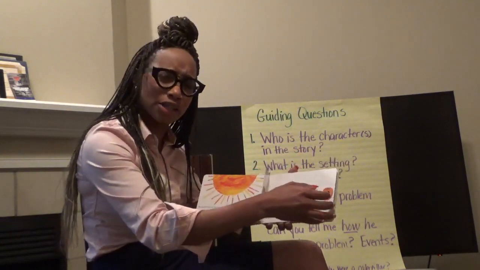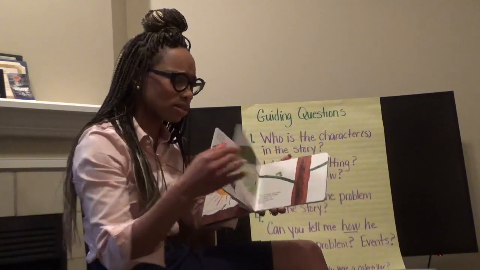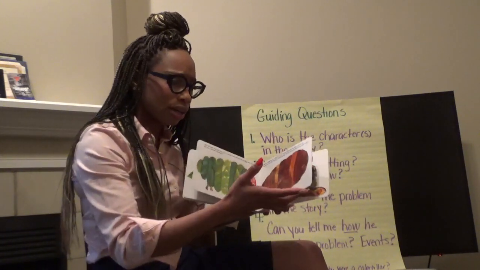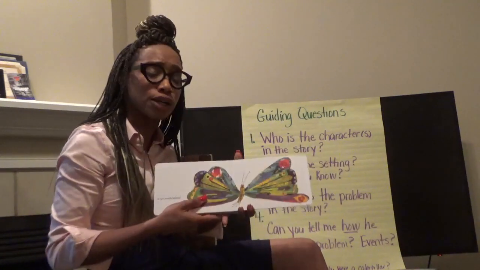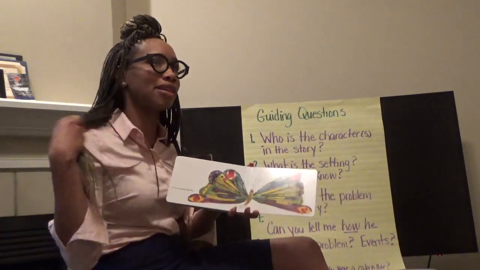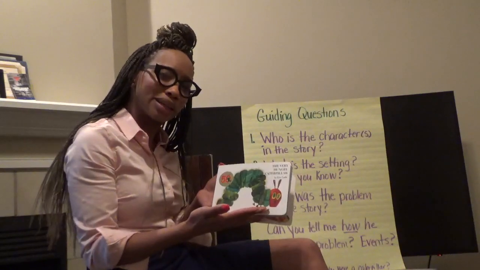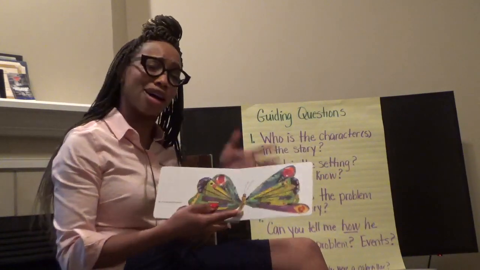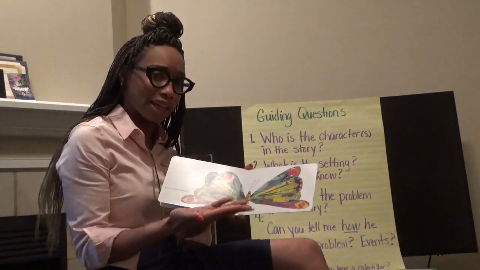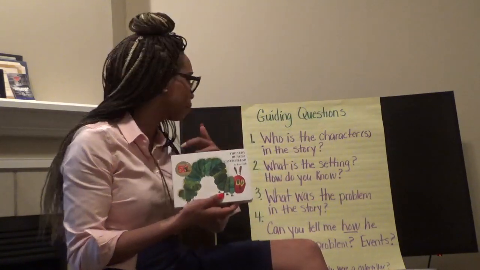Could there be another character? Can you think of another character that we could talk about? Anything else? What did he turn into? You guessed it. He turned into a butterfly. All right, so we could almost say that the main character was the caterpillar, but in the end, we had another character that was introduced that we learned about, which was the butterfly that he turned into. Okay, so our main character, we're going to say that it was the caterpillar, right?